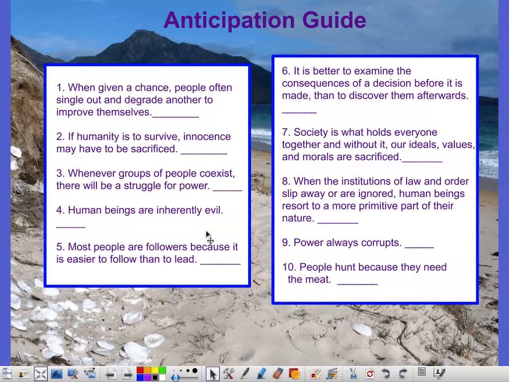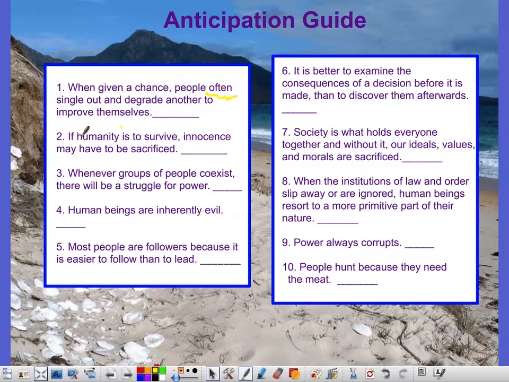Here are the statements. Think about these, please. Number 1. Let me get a pen. When given a chance, people often single out and degrade another person to improve or make themselves feel better. When given the chance, people often single out and degrade another person to improve or make themselves feel better. Agree, disagree. Strongly agree, strongly disagree, neutral.